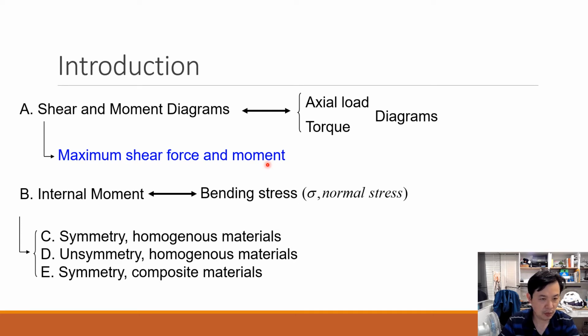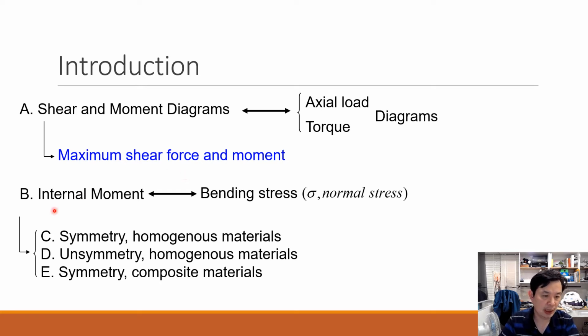So based on this statement, we know that the distribution of shear force and moment along the beam may have different amounts of shear force and moment point by point. So we need to find the maximum value of them, and then you may have a chance to calculate the maximum shear stress and maximum bending stress inside the beam.